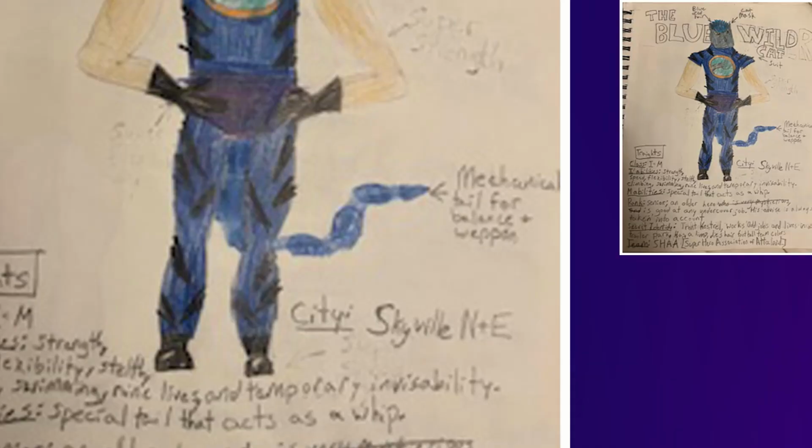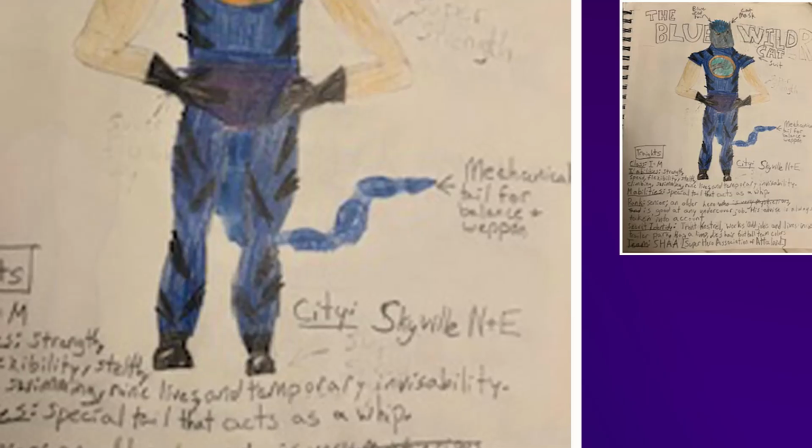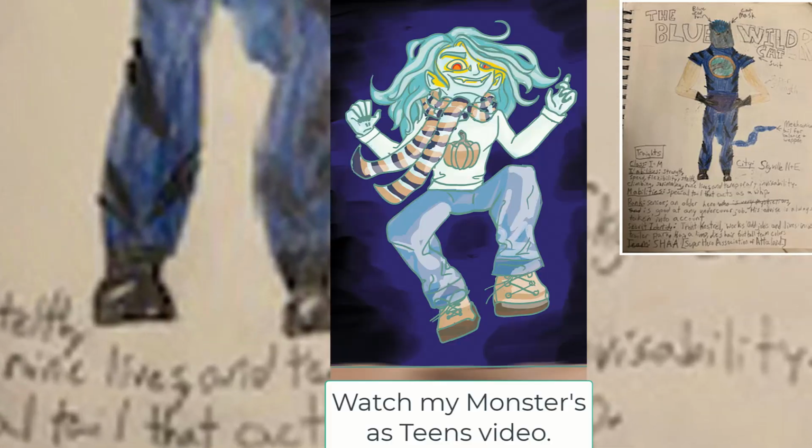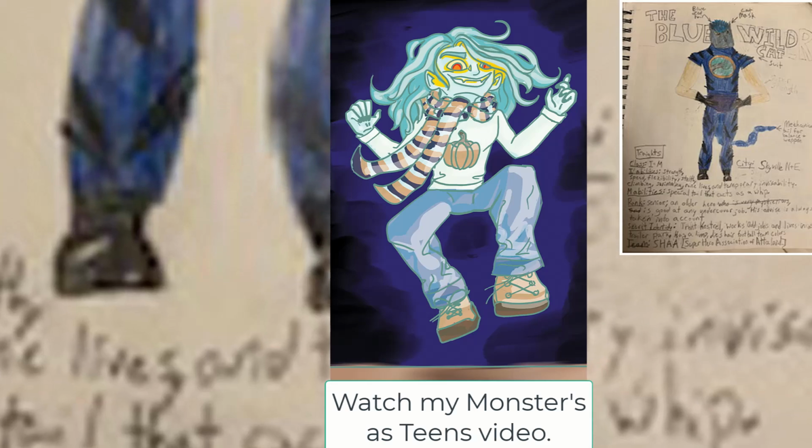I also have a note that says mechanical tail for balance plus weapon. Weapon isn't spelled right. Also, this is how I used to draw shoes. I later overcompensated by making shoes big and boxy.